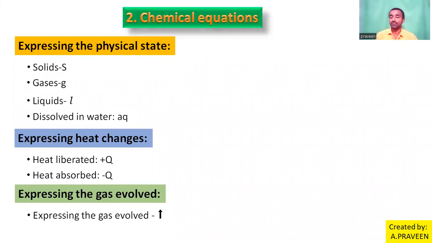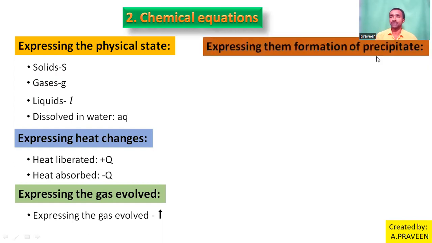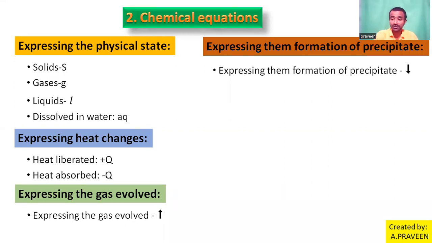Expressing the formation of a precipitate: suppose a precipitate is formed. How can we represent the formation of a precipitate? If a solid is added into a liquid, suppose sand, we can observe it at the bottom of the liquid container. It is moving downward. So that precipitate we can represent by a downward arrow.